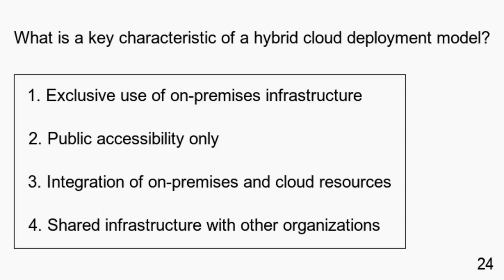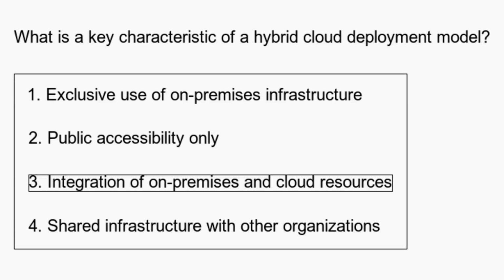What is a key characteristic of a hybrid cloud deployment model? Exclusive use of on-premises infrastructure. Public accessibility only. Integration of on-premises and cloud resources. Shared infrastructure with other organizations. A hybrid cloud integrates on-premises and cloud resources, providing flexibility and a balance between control and scalability.